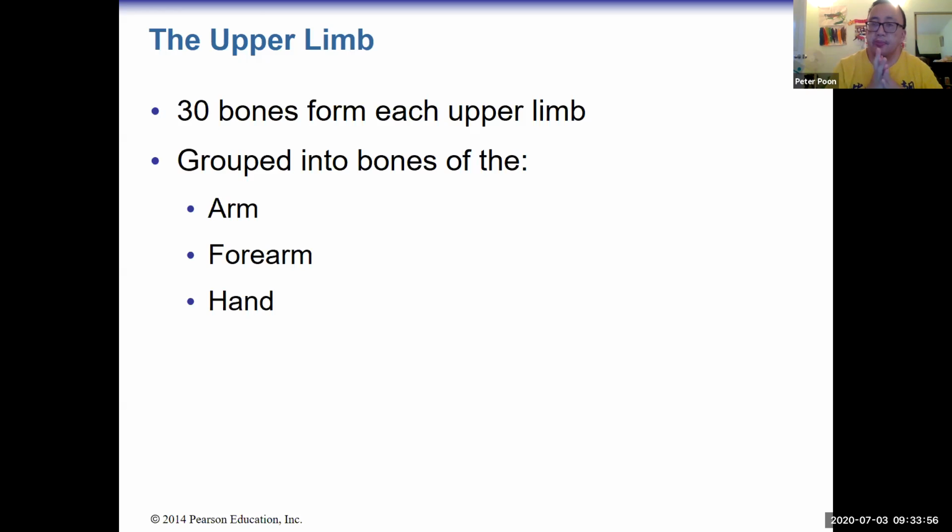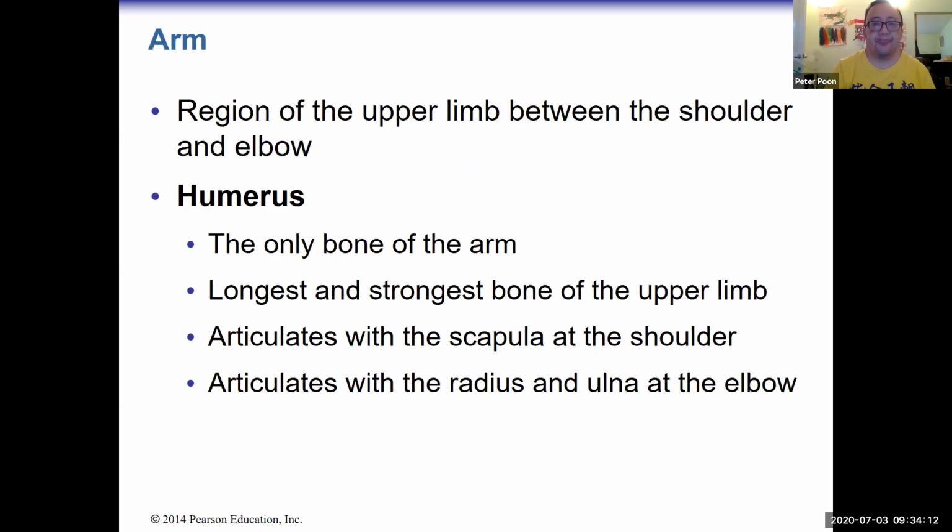The upper limb has 30 bones. The bones are grouped into the arm, forearm, and hand. Remember, arm, forearm, hand. Don't screw it up. Arm is the region of the upper limb between the shoulder and elbow. The humerus is the only bone in the arm. It's the longest and strongest bone in the upper limb.